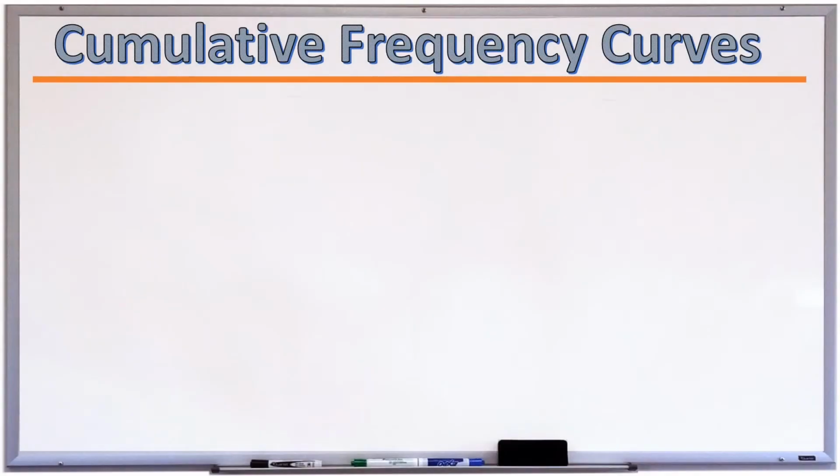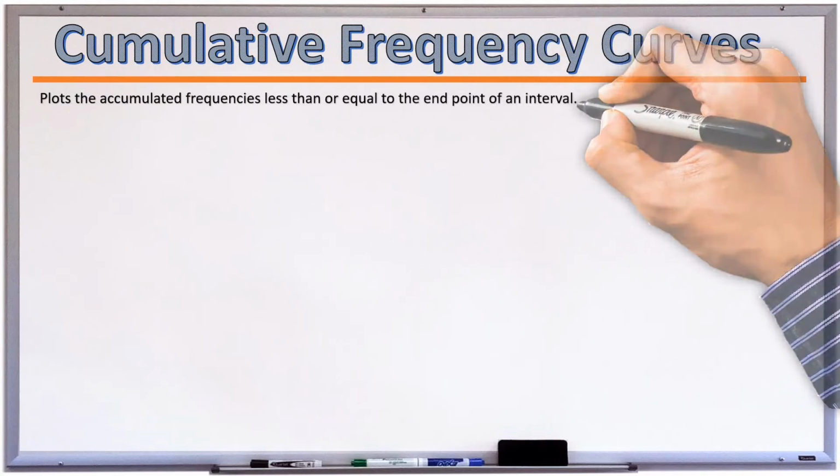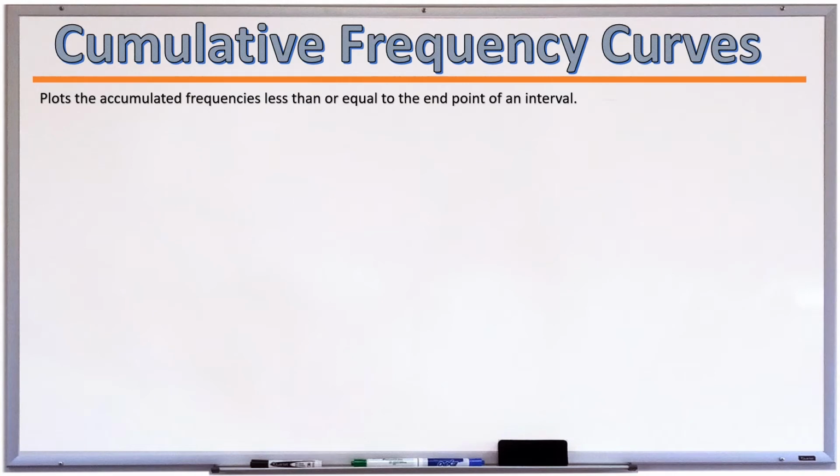Cumulative frequency curves. A cumulative frequency curve is a graph that plots the accumulated frequencies less than or equal to the endpoint of an interval against the value of that endpoint. In other words, it illustrates how quickly a phenomenon accumulates in value as we measure it. So this is best illustrated by means of an example.